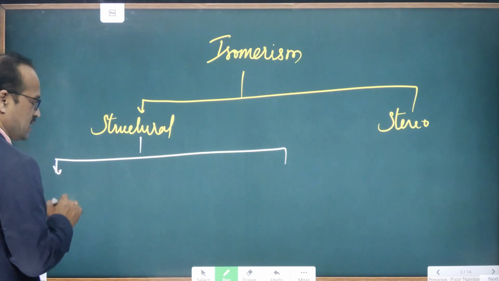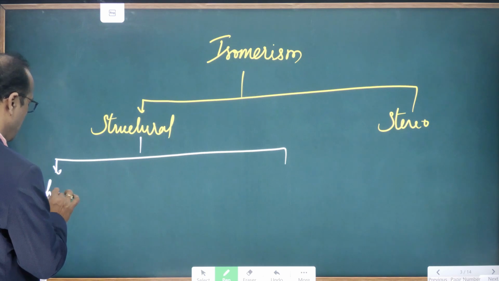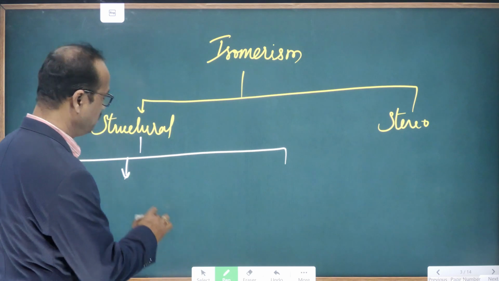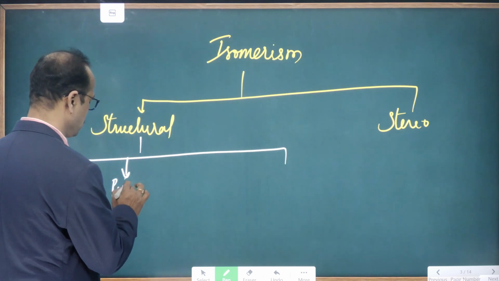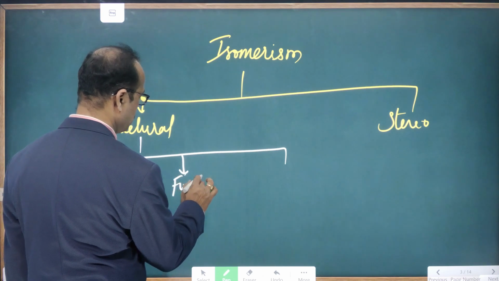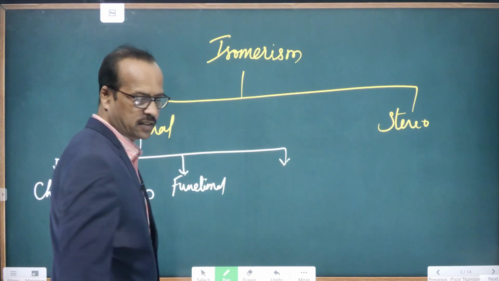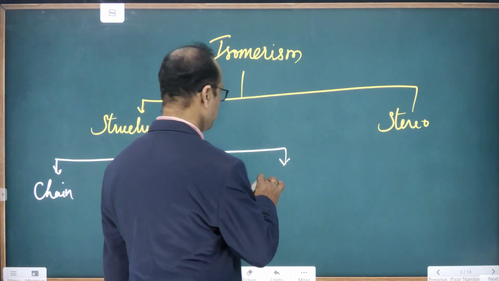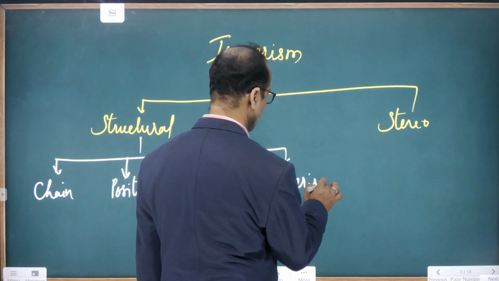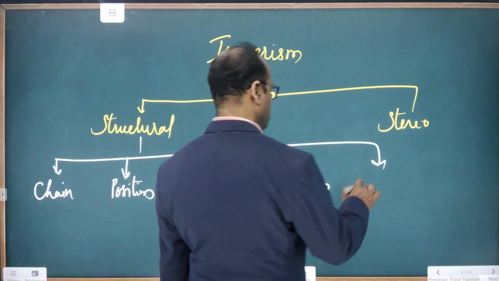Like in that, the first one is chain isomerism. First one is what? Chain isomerism. The second one is position isomerism. The third one is functional isomerism. The fourth one is metamerism. And the fifth one, tautomerism.